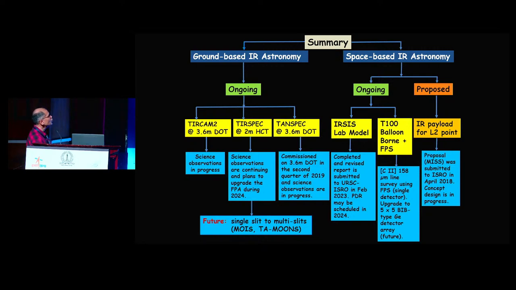For ground-based astronomy, all our programs are now ongoing. We have already developed and demonstrated them. These are already on the telescope. In the future, we are going from a single slit to a multi-slit spectrograph. Work is in progress. For the space program, our balloon program will be upgraded to the new detector, the 5x5 array detectors, where we will have high resolution spectroscopy in the C2 line. Particularly, we can now study the kinematics and dynamics of the star forming region. So far, we were studying the morphology. This model of a space payload is completed, and we are working on the passive cooling system.